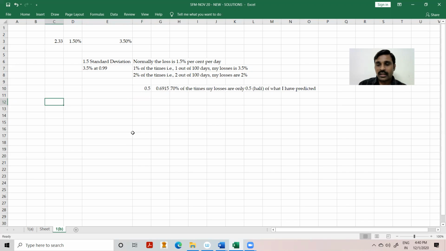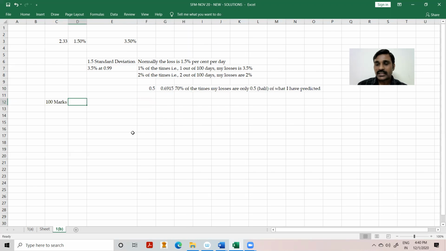Say for example, out of a 100 marks question paper, 60 marks is difficult. This is what we have predicted. This is the worry of the students. Out of 100 marks, they are thinking that 60 marks may be difficult. So this has happened 70% of the times.